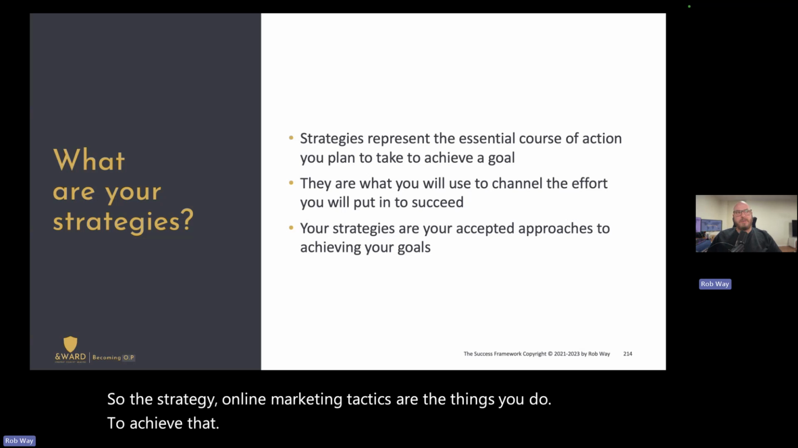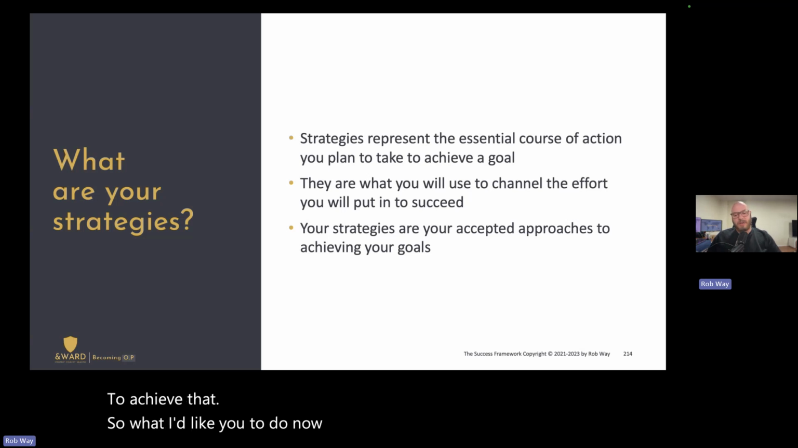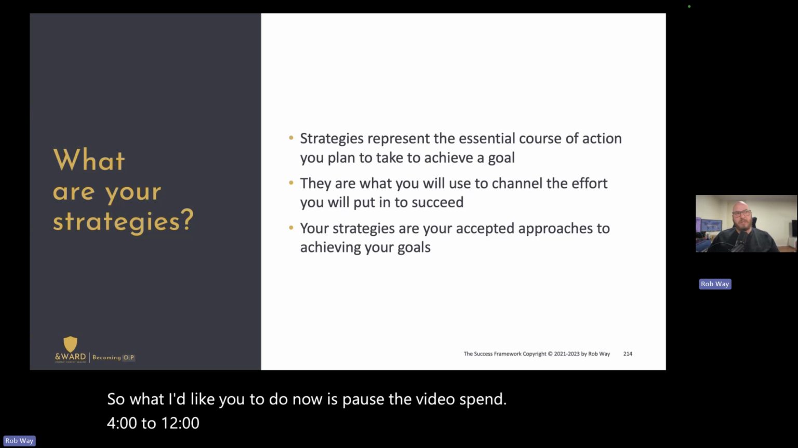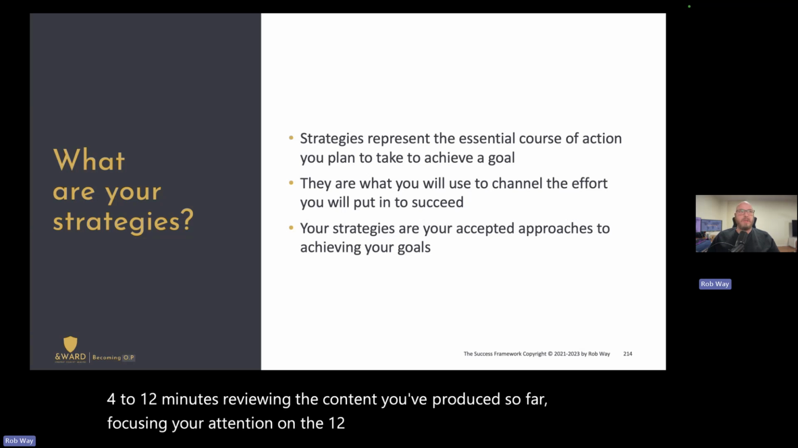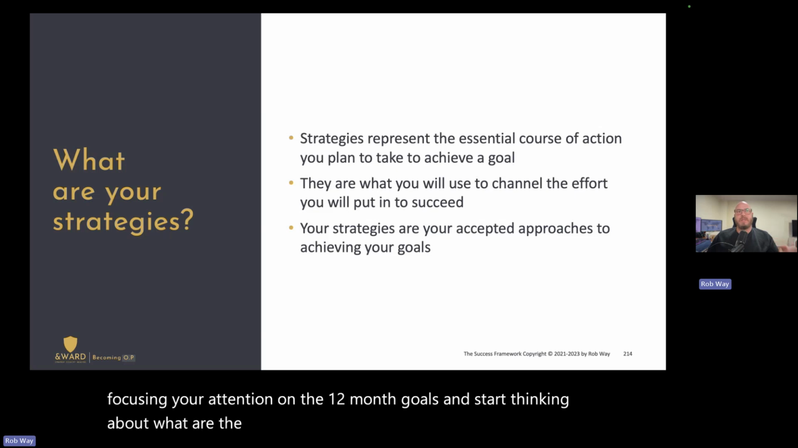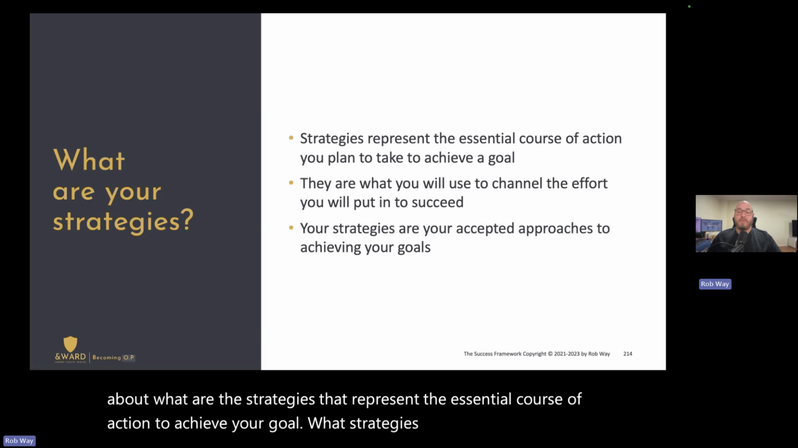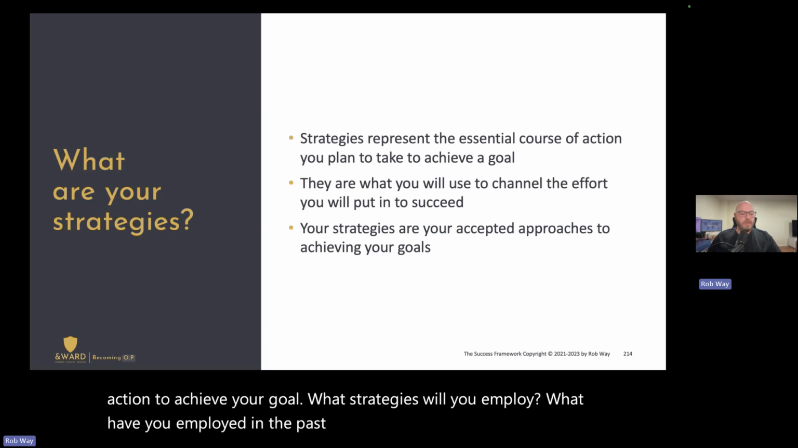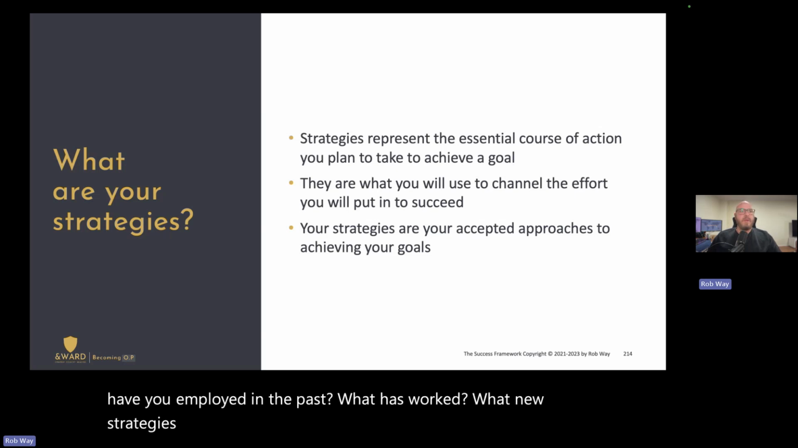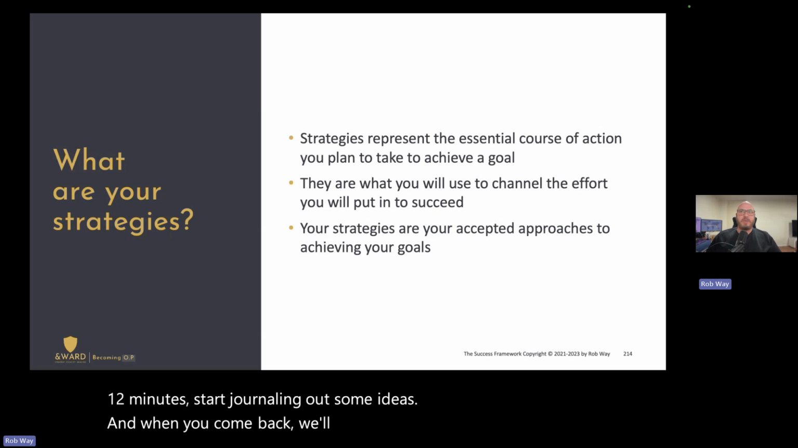So what I'd like you to do now is pause the video, spend 4 to 12 minutes reviewing the content you've produced so far, focusing your attention on the 12-month goals, and start thinking about what are the strategies that represent the essential course of action to achieve your goal. What strategies will you employ? What have you employed in the past? What has worked? What new strategies could you employ? So pause the video, spend your 4 to 12 minutes, start journaling out some ideas, and when you come back, we'll have a conversation about objectives.